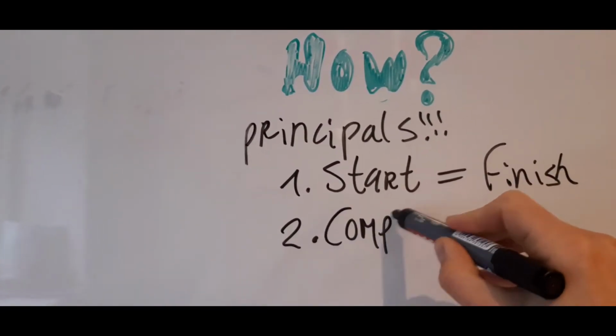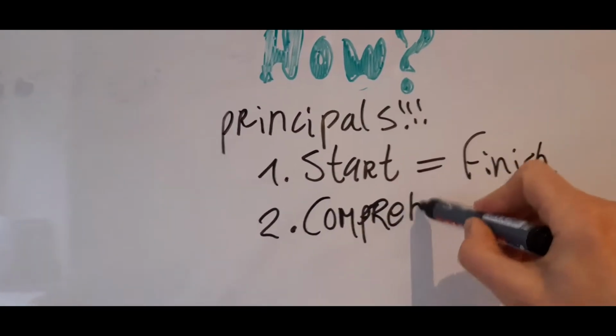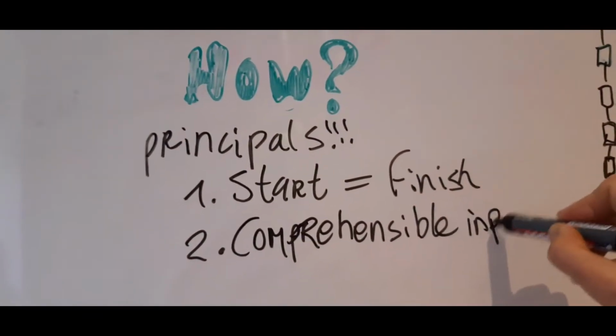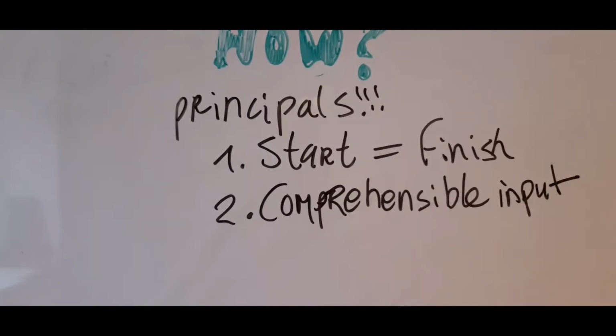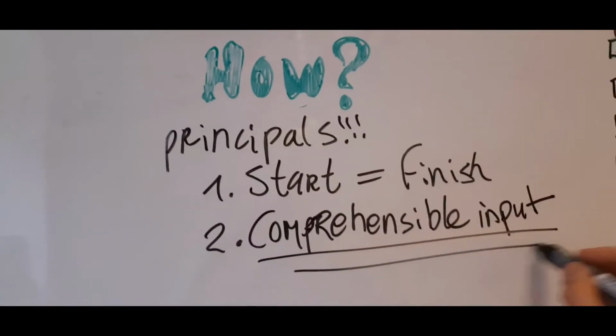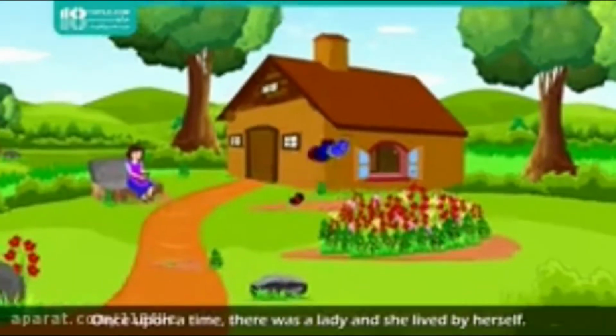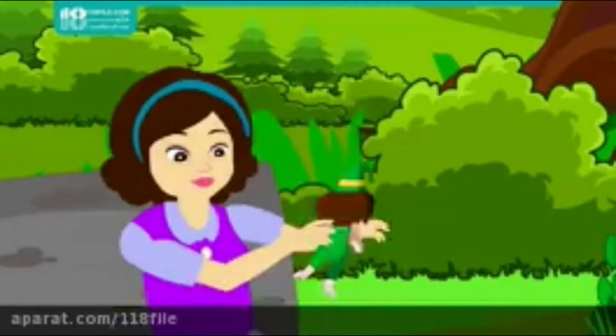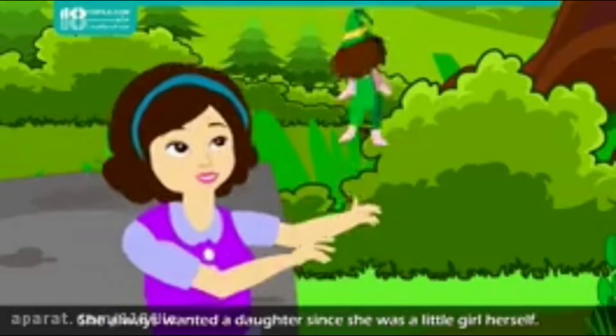Now, second of all, I make sure that whatever I do sticks to the idea of comprehensible input. Now, comprehensible input is one of the most important principles in language learning, maybe the most important one, and it just means that you have to understand what's going on. So if I'm translating something, I'm reading something, or I'm listening to something in Farsi, I have to understand more or less what's going on.